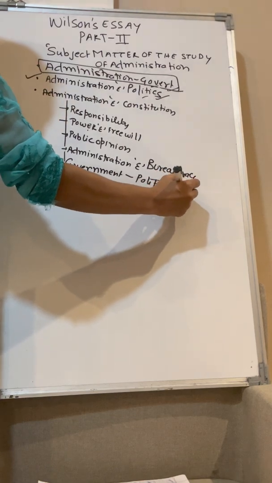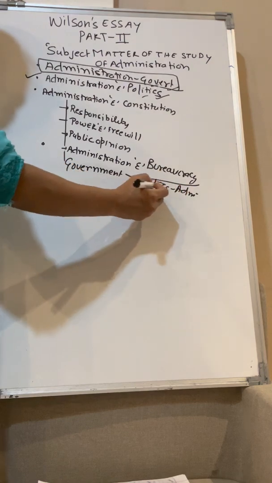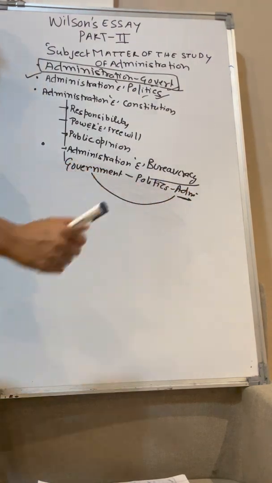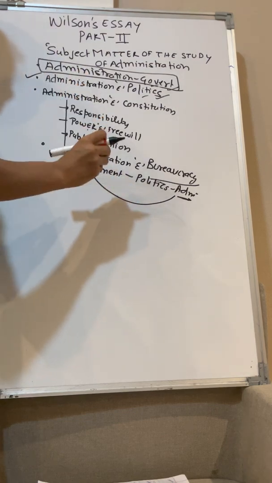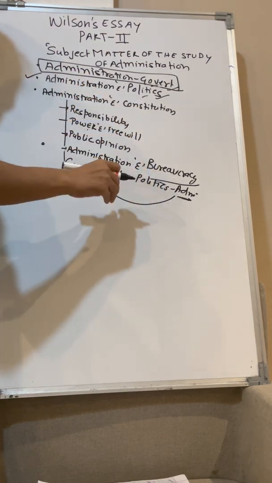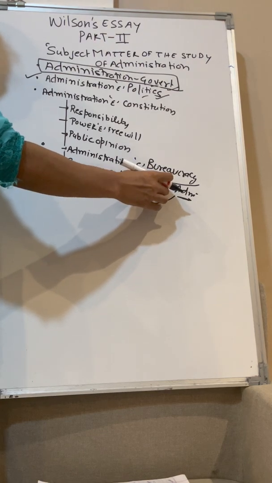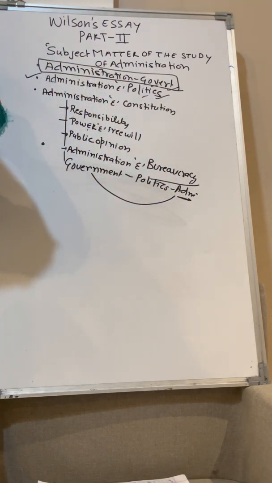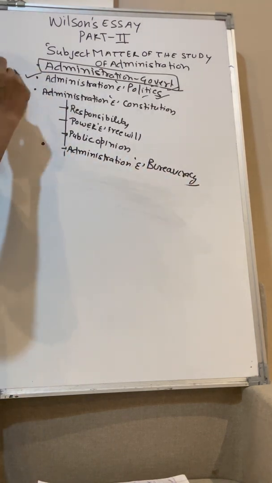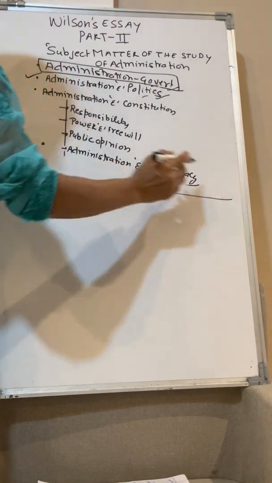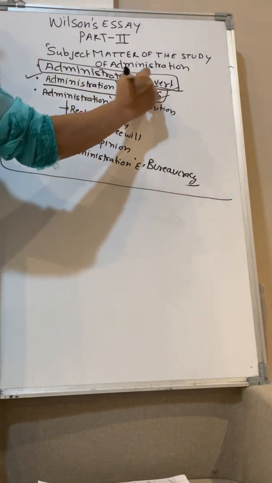So in the very first part of the essay he has just mentioned that administration is the action part of the government. It is the most obvious part of the government, and in this part he will be talking about the relationship between administration and politics, and the relationship between administration and the constitution. I am not rubbing this out because this will be our roadmap for the entire lecture. So now coming to administration and politics.